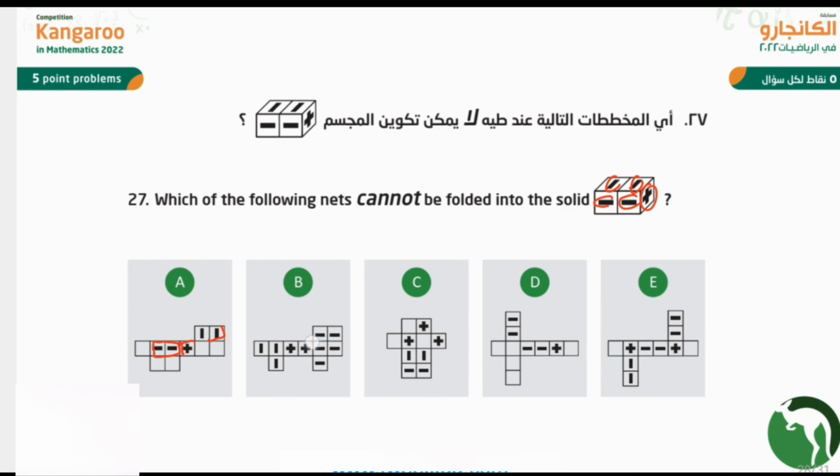Now, if we assume that this one is the side face, and these two are horizontal, so we will have these two on top of them, and they are also horizontal, not vertical. So this one cannot be correct. So no need to continue with the other answers because this one is not correct and B should be selected.